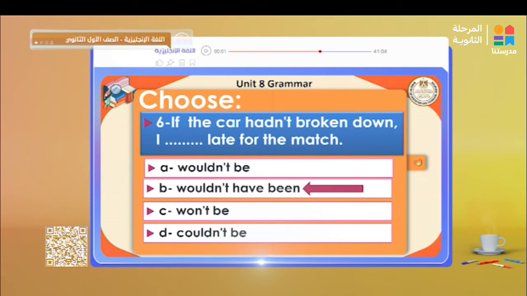If the car hadn't broken down, I wouldn't have been late. What does this sentence mean? It means that my car broke down and I was late for the match.